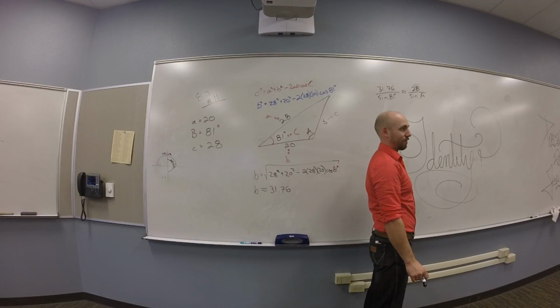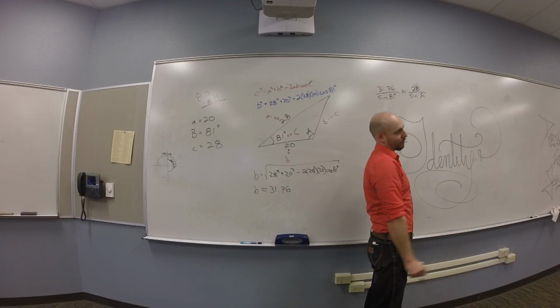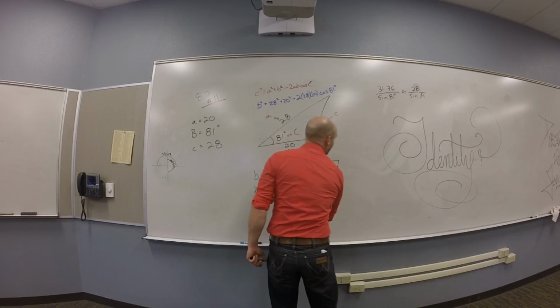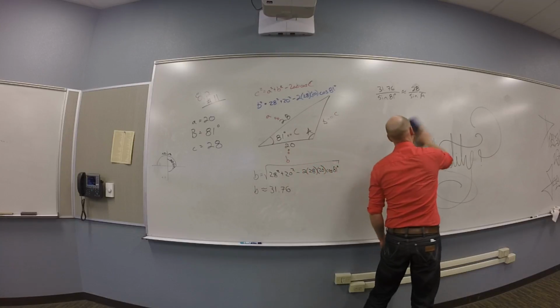And are you cross multiplying? Yeah, essentially you're just going to cross multiply and then divide by 31.76. Yeah, so I wish we could get it. Got it.